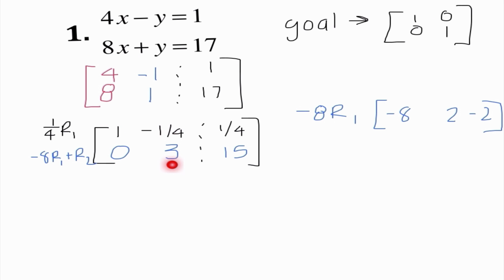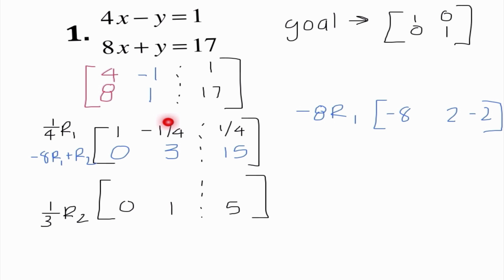Now we're moving to the second column. I want to transform this 3 into a 1, and I'm thinking that we can do that by multiplying by 1/3. Once again, I'm noticing whenever I want to get a 1, most of the time we are going to multiply by the reciprocal. When I distribute this value, I get 0, 1, and 5.